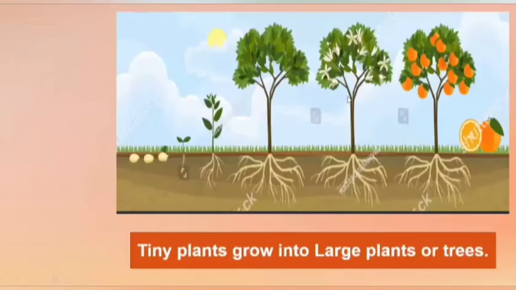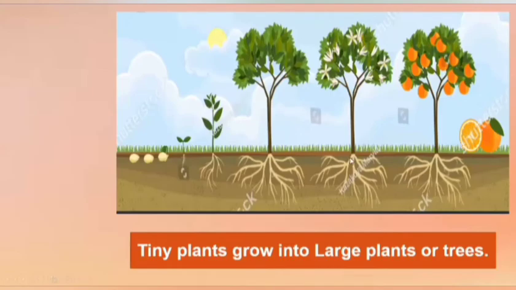Now plants: tiny plants grow into large plants or trees. You can see here when we plant a seed, यहाँ पे देखो ये seed, ठीक है, जब आप प्लांट करते हो सीड को तो ये आहिस्ता आहिस्ता ग्रो होता है इनटू अ प्लांट. ओके, देन इट ग्रोस इनटू अ बिग tree. You can see here an orange tree. This is how a seed grows into a tree, into a large plant.